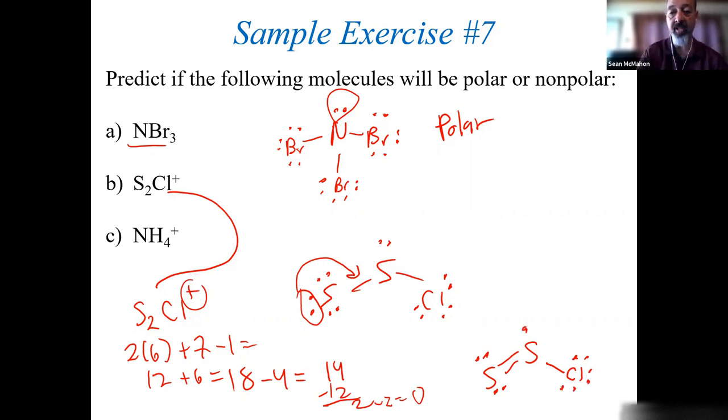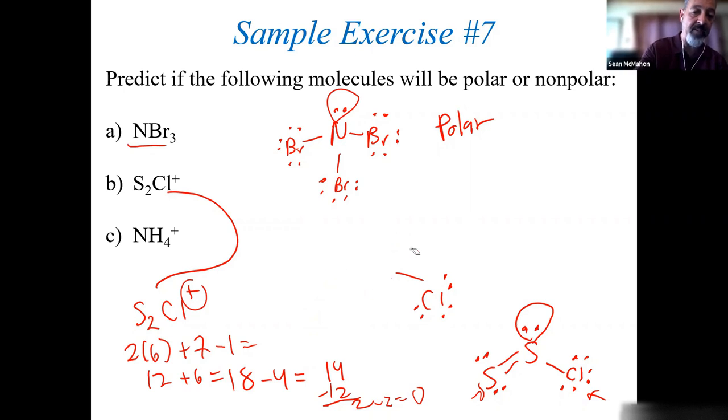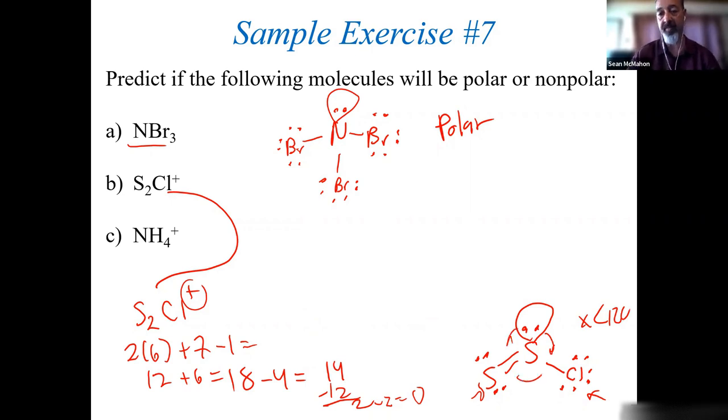Now, why am I drawing this with an angle? The electron group geometry, so how many electron groups? 1, the lone pair, 2, the sulfur, 3. So the electron group geometry is trigonal planar. However, the molecular geometry is bent. Why is it bent? Because of the lone pair on the central atom. The bond angle is less than 120 because when there are three groups, it's 120, but this is squeezing this angle to less than 120. Is this polar or nonpolar?